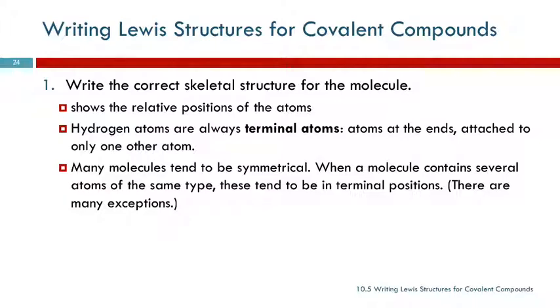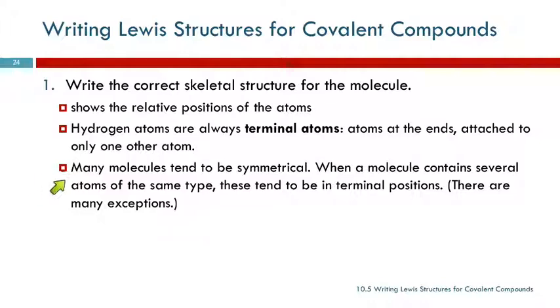So the one thing you should definitely remember is that hydrogen atoms are always terminal, meaning they're at the end, they're on the outside, because hydrogens can only make one bond. They only have one electron to share. Hydrogens only make one bond. So they can't be in the middle of a larger atom where they would be bonded to 2 or 3 or 4 other atoms. So hydrogens are always on the outside.